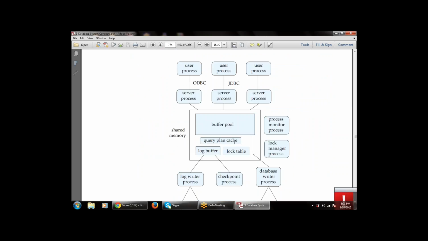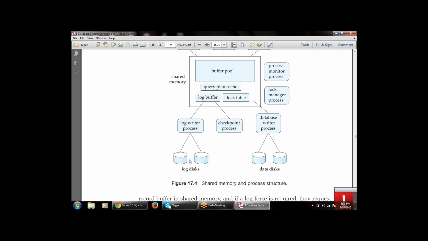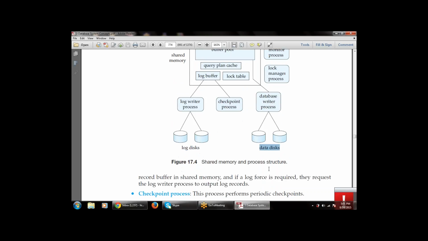This is a user process, and this is a server process. Then there will be a transaction process, buffer pool, query plan cache, log buffer, and lock table. These are the various processes that are available. One is ODBC, then there is JDBC. And these are the log disk and the data disk. That is the shared memory and the process structure.